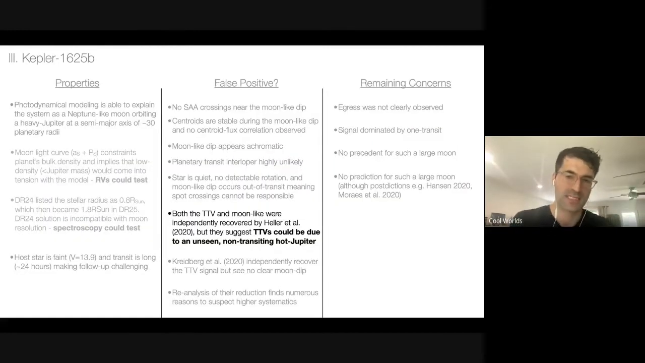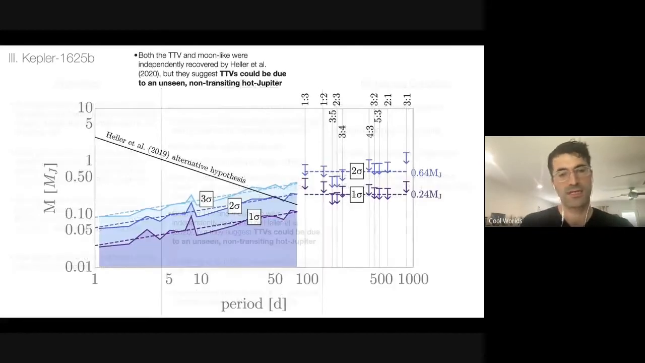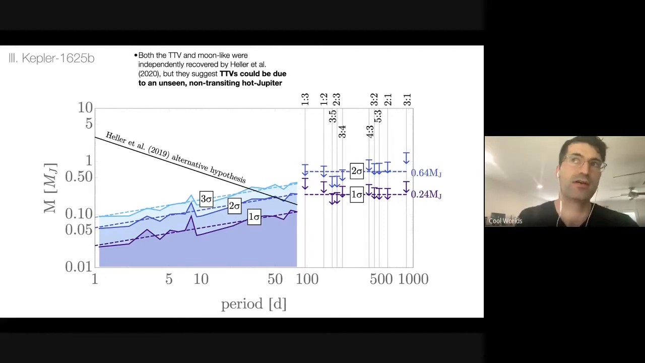And remember at this point that TTVs could be caused by an unseen non-transiting hot Jupiter that was suggested by another author. And we think that's basically excluded because we don't see any evidence in these RVs for another short period planet. In fact, it would have to live somewhere on that black line to explain the TTVs, and you can see our upper limits from the RVs put a lot of pressure on that. So I think the idea of a hot Jupiter that's tricking us is pretty much excluded by the radial velocity data at this point. But stay tuned, because this is all work that we're still collecting data for.